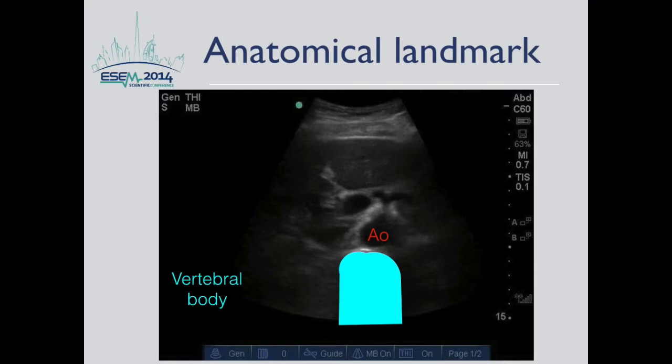One common mistake is to set the depth on the ultrasound machine too shallow to find the vertebra. It is recommended to set the depth as deep as the machine will allow you until the vertebral shadow is found. The depth then can be adjusted and decreased to visualize the aorta near the center of the screen.